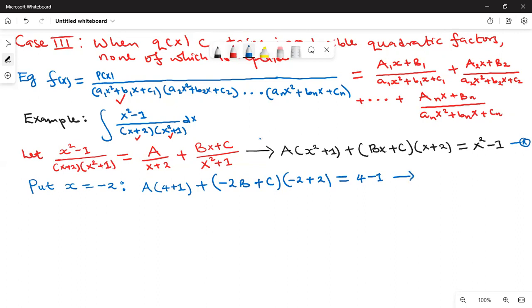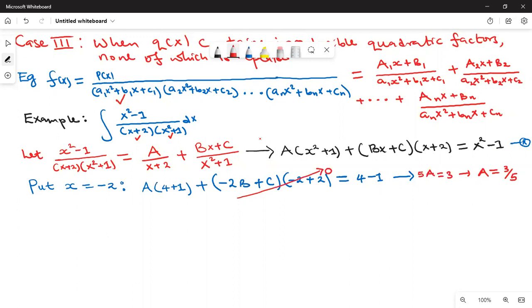Of course, you see here, the whole of this term will vanish, that is 0, because of negative 2 plus 2, which is 0. So here we have 5a is equal to 3. That means our a will be equal to 3 over 5. So we have found a, we still remain with b and c. Let's find b and c.